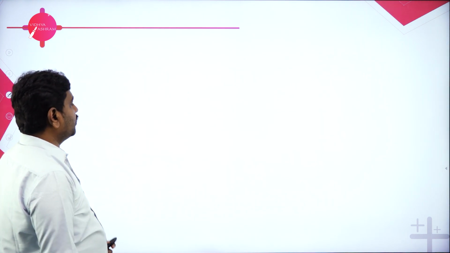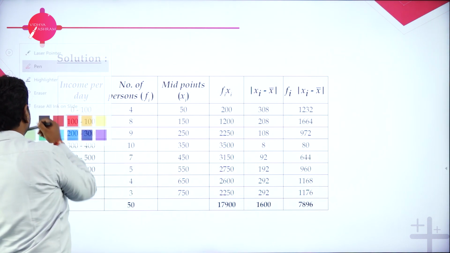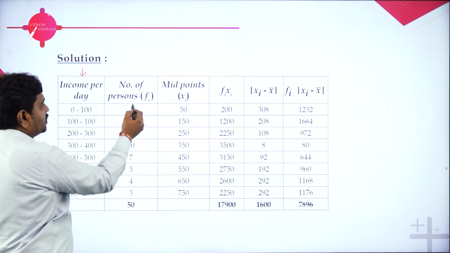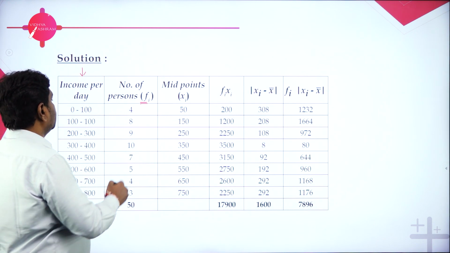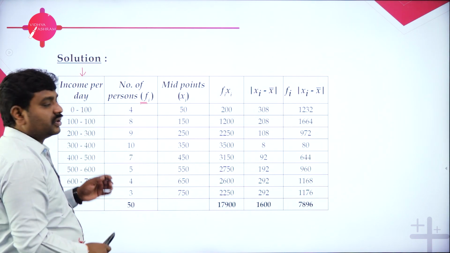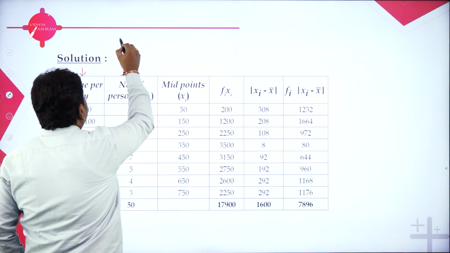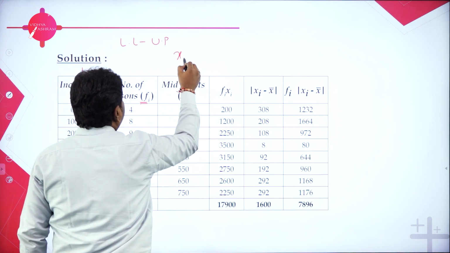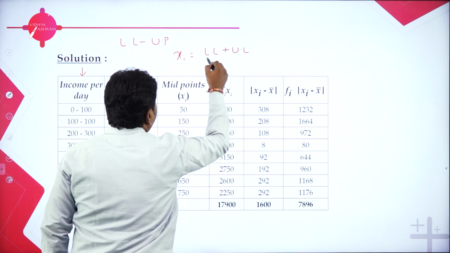Now construct the table. In the table, income per year is one column, whatever they give. So here we are writing whatever is given. And here the number of persons or number of things is called frequency. And we have to find the mid value of this. This observation is in the form of a class interval, in the form of lower limit and upper limit. So first find xi. Xi means what? Lower limit plus upper limit by 2.